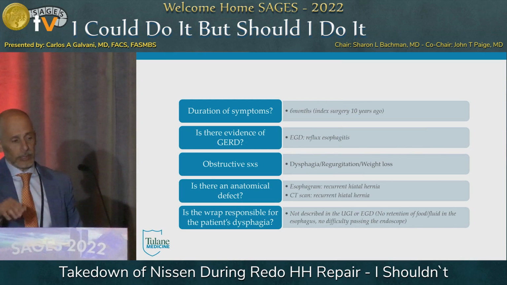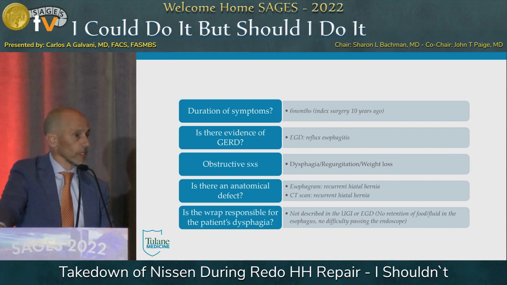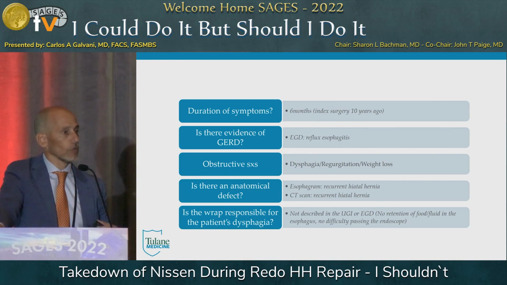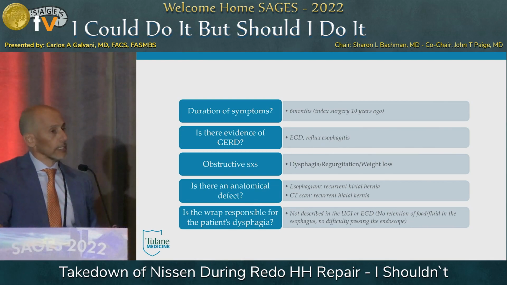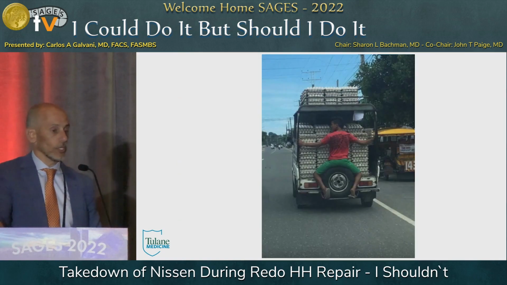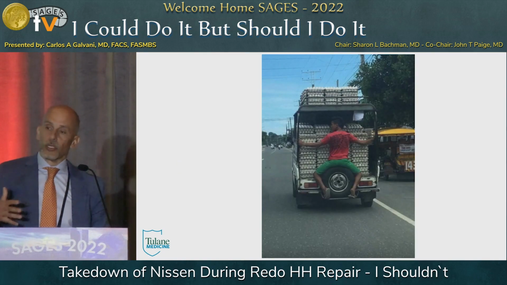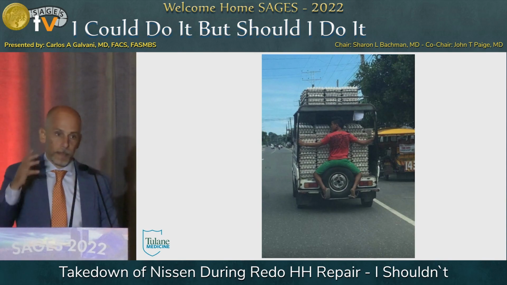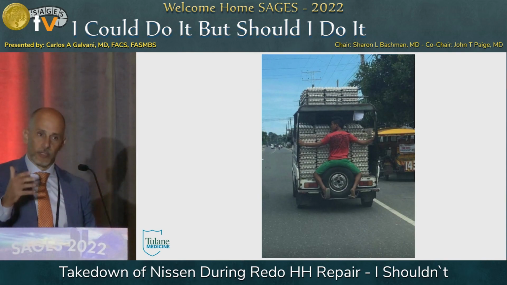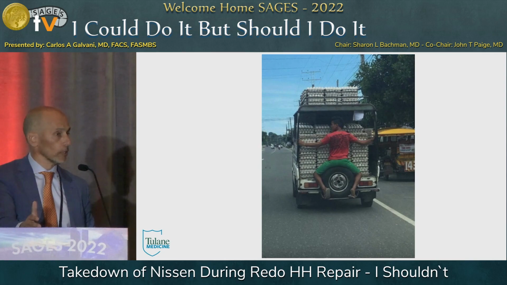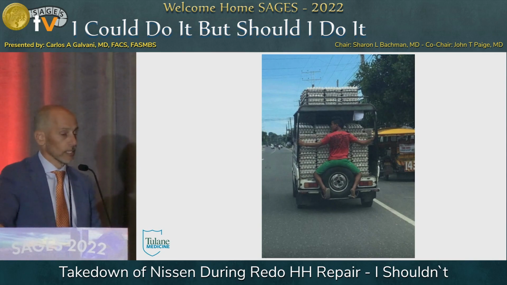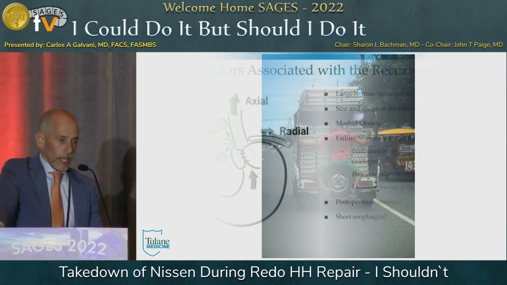The endoscopy did not describe that there was food stasis in the esophagus. So it's probably not necessarily the wrap, but we had to give it a shot. So my thought is this patient needs surgery because of the symptoms, but the fact that you can do it doesn't mean you should do it. Like this guy trying to hold those eggs with his arms.